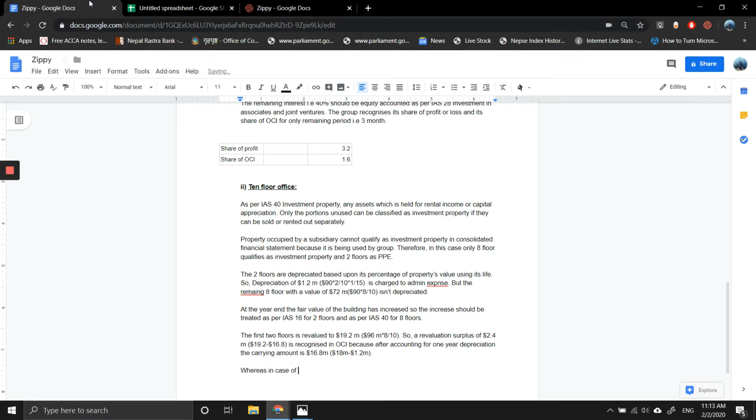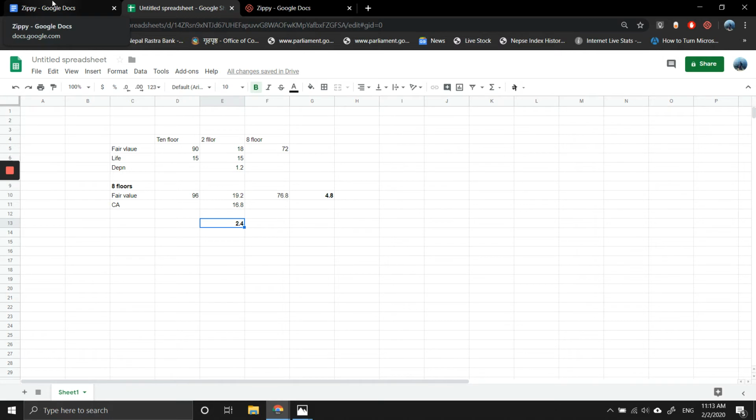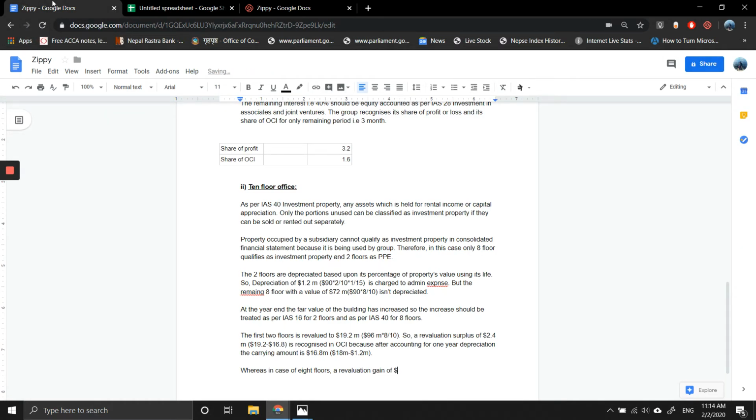Whereas in case of the 8 floors, the revaluation gain of 4.8 million is recognized in P&L, as per, according to IAS 40, right?